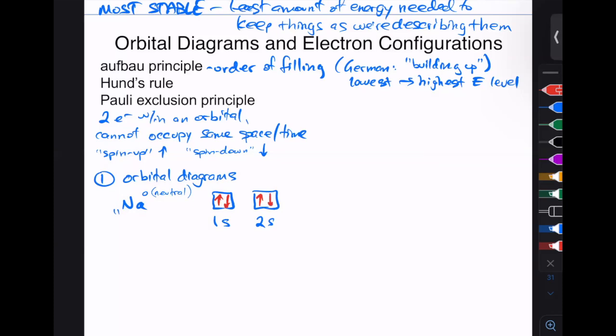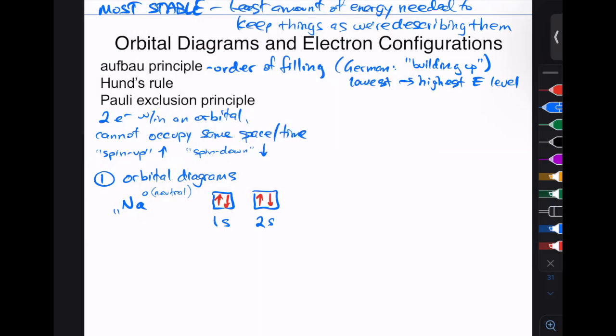Now, by habit, I always put the first one spin up, but it doesn't really matter. I could have put the first one in that box as spin down. What matters is that if there's 2 in the orbital, they're going to have opposite spins, which we arbitrarily will then identify as one being spin up and the other being spin down. That places 4.